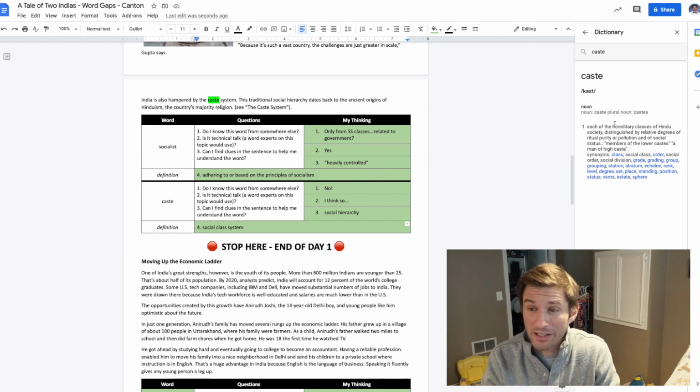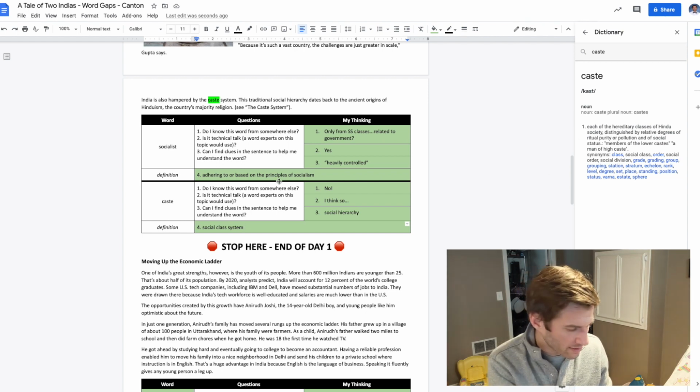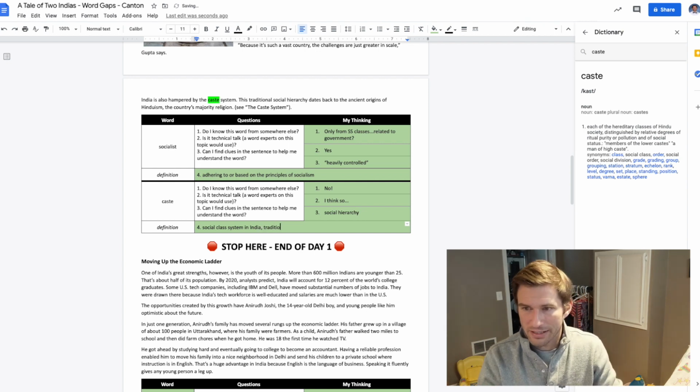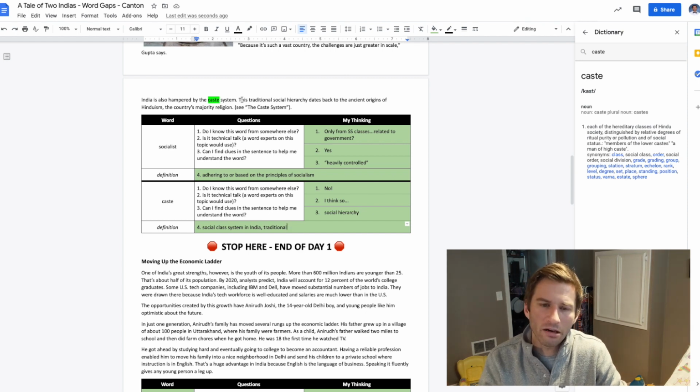Now, rather than copying and pasting that entire definition, which you could, I'm just summarizing what it says, talking about the different classes of Hindu society, a social class system in India, traditional, right? Because it talks about this traditional social hierarchy. And so that's what I'm going to put in there for my definition.